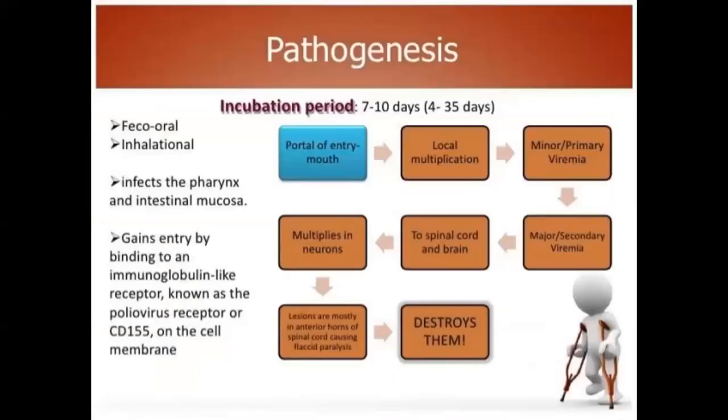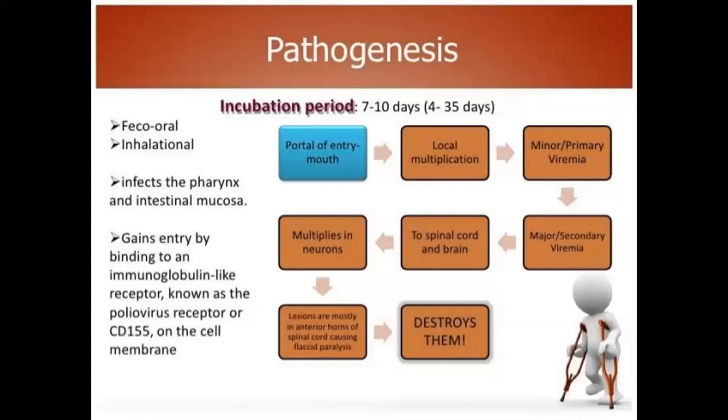What's the pathogenesis? The incubation period is usually 7 to 10 days. We can say it can be from 4 to 35 days. It can be fecal-oral, it can be inhalation. It can infect the pharynx and intestinal mucosa. It gains entry by binding to an immunoglobulin-like receptor known as the poliovirus receptor, CD155, on the cell membrane. Now, the port of entry is the mouth, then local multiplication, and there could be a minor primary viremia.